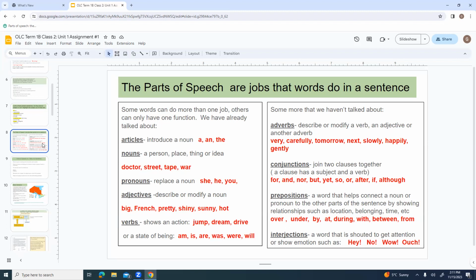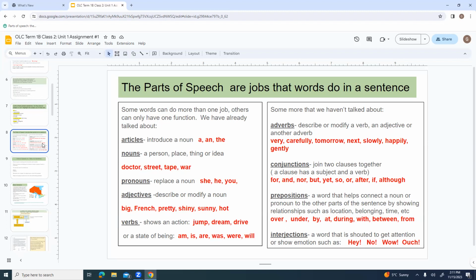There's two main different kinds of conjunctions. We're not going to worry about that part yet. Here are some examples: for, and, nor, but, yet, so, or, after, if, and although. Those are just some examples. There's a whole lot more.